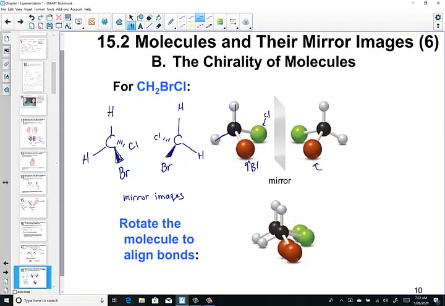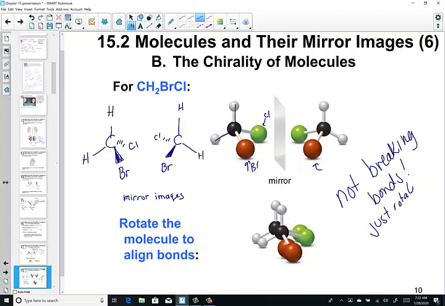Now, clearly, I can rotate the molecule. I'm not breaking bonds, but I'm rotating the molecule. And now I notice that I can create a superimposable mirror image. They are identical. They lay right on top of each other and line up. So this is an achiral molecule.